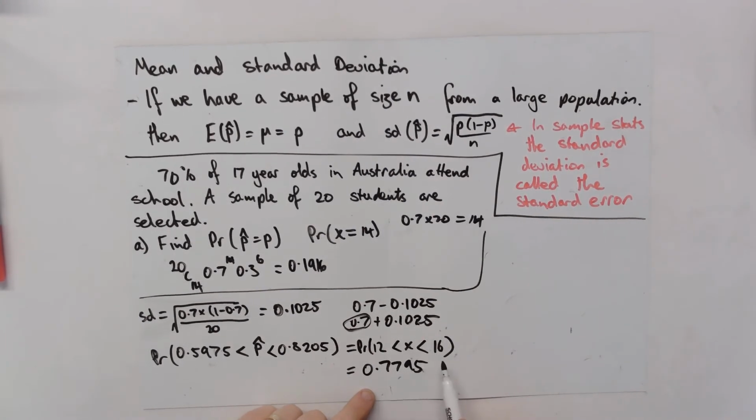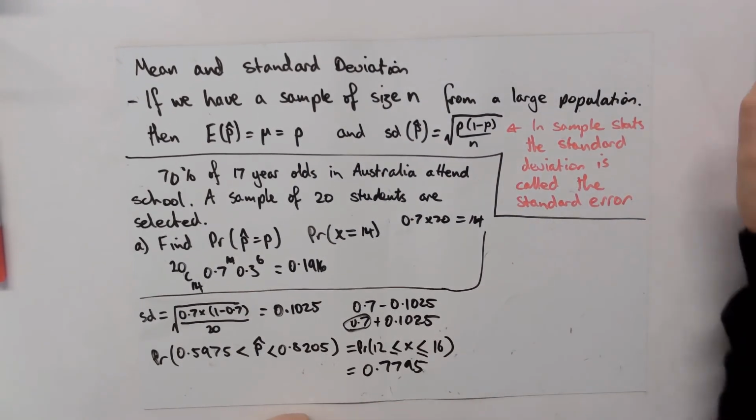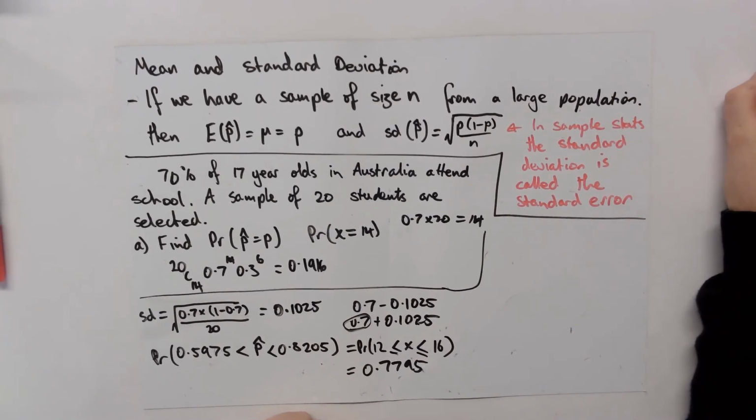For this one we definitely want to use our calculator because it could be 12, 13, 14, 15 or 16. What a pain. So we need to make sure that we're all over how to use our calculator to find those ones. So hopefully that will help you out with some of the questions on this section.